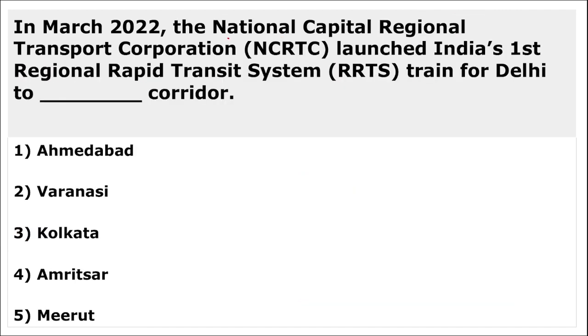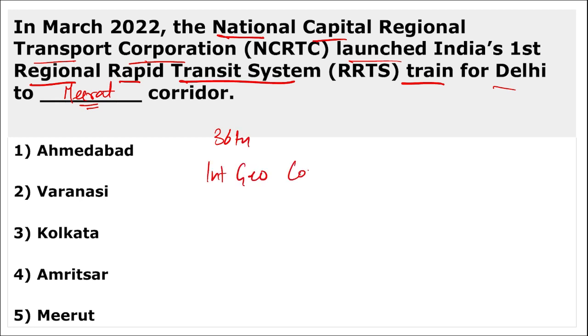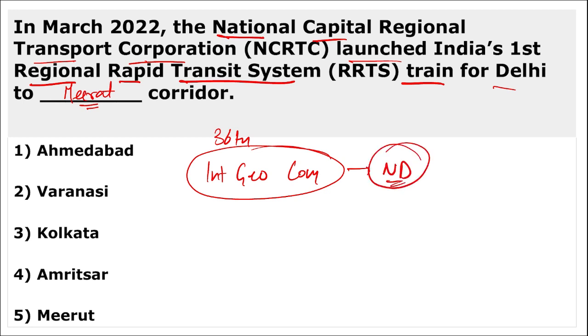Next question. National Capital Region Transport Corporation launched India's first regional rapid transit system train for the Delhi to Dash corridor. It was the Delhi to Meerut corridor. If I ask you, where will the 36th edition of the International Geological Congress be held? It will be held in New Delhi from 20th to 22nd of March.